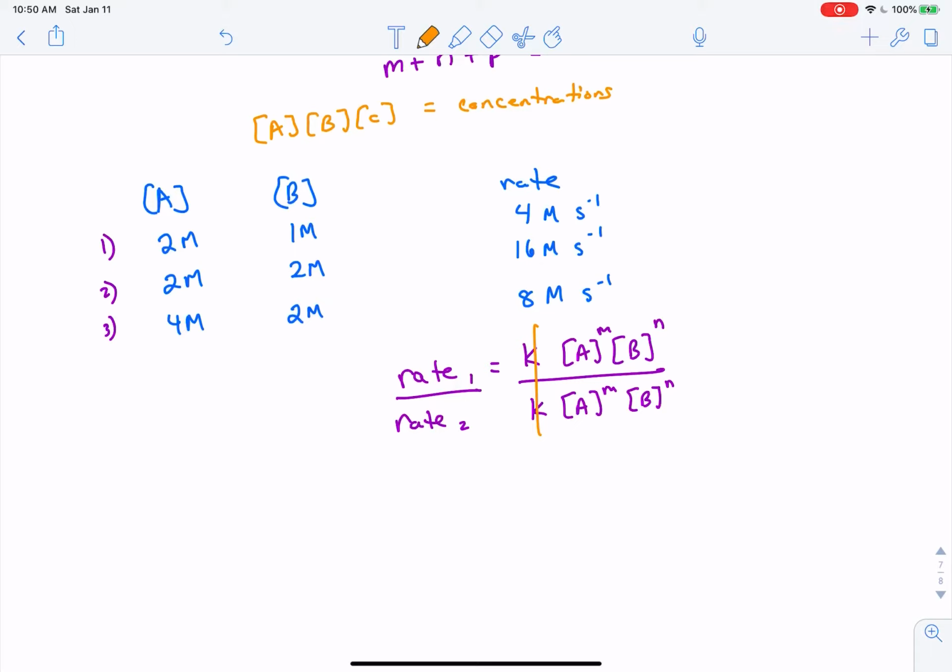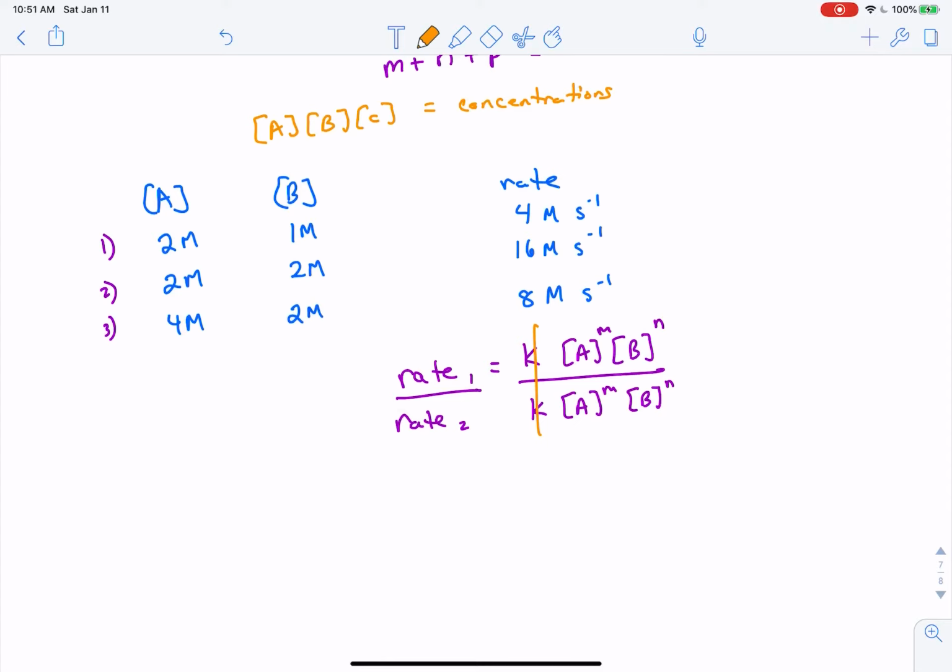So your goal is always to try to find 2 reactions where one of the variables is changing and all the other variables are the same. Because I never knew why we did that. Yes. Okay, so I set this up so it works very easily.